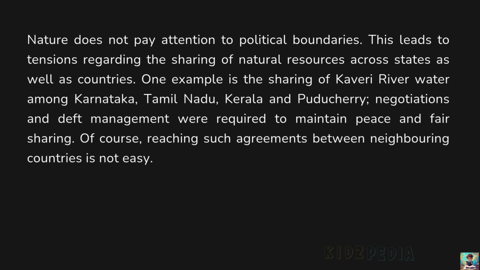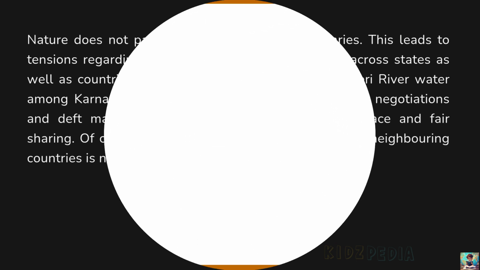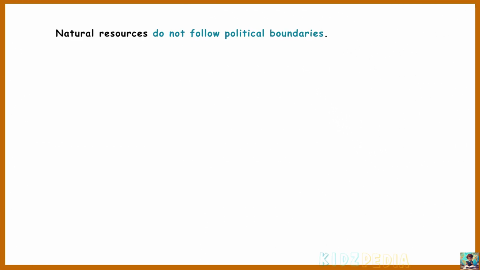Of course, reaching such agreements between neighboring countries is not easy. So, nature does not know human borders. Rivers, forests, mountains and the air move naturally across regions and countries. They do not stop at state or country boundaries drawn by humans.